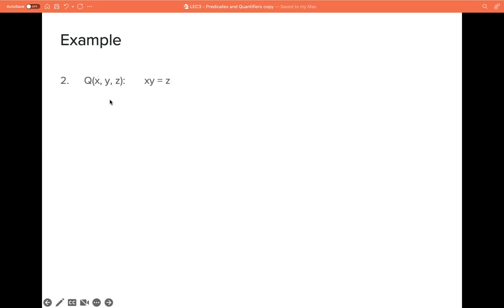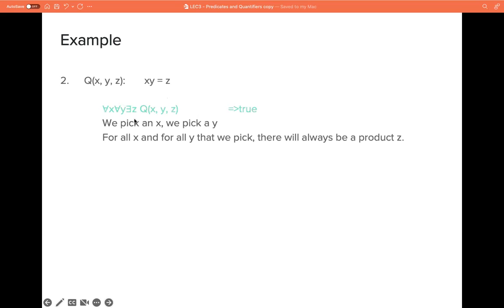Suppose we have a predicate Q with three variables x, y, z, and it states that xy is equal to z. And suppose we have this predicate statement: for all x and for all y, there exists a z such that xy is equal to z. Then what we do is we pick an x, then we pick a y, and for all x and for all y that we pick, there will always be a product z.